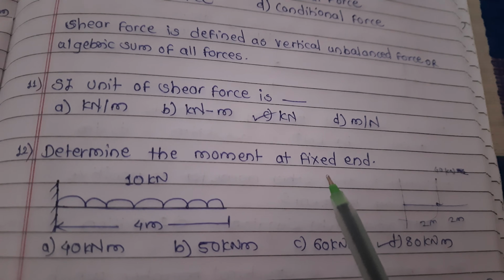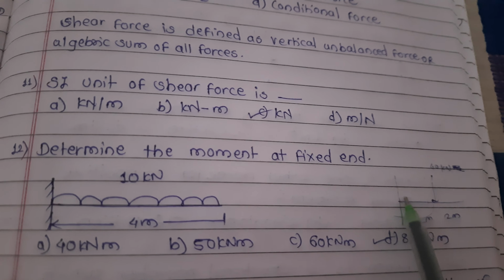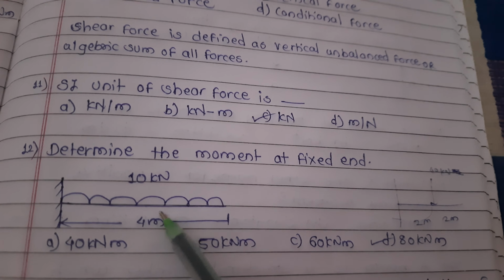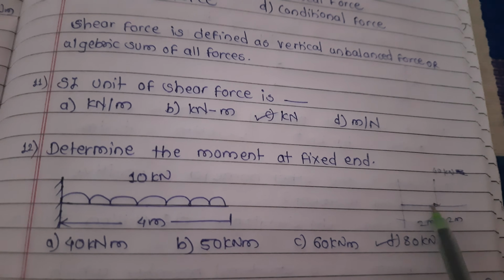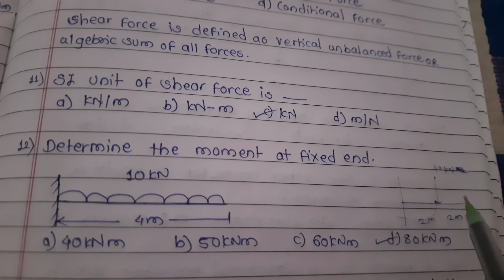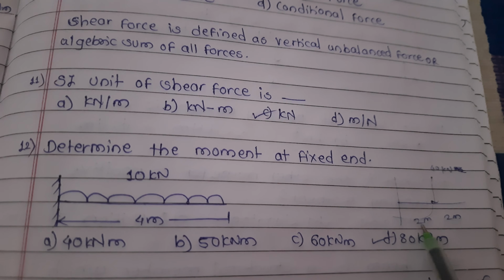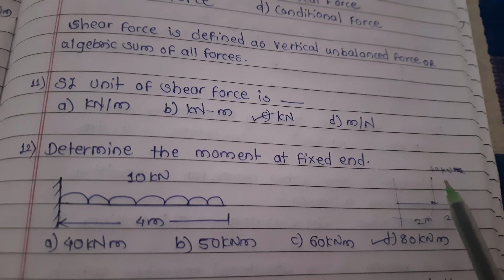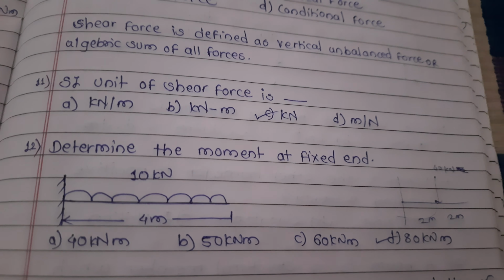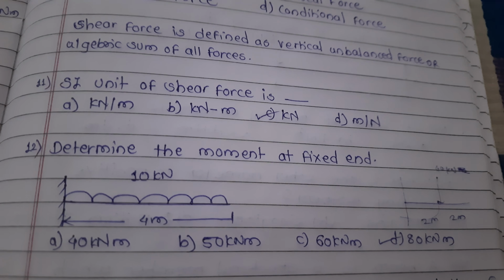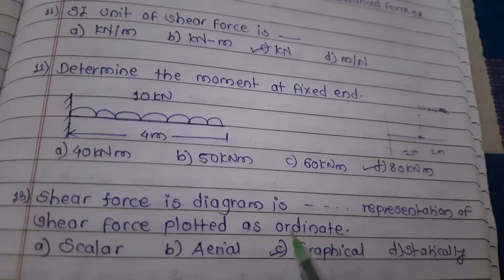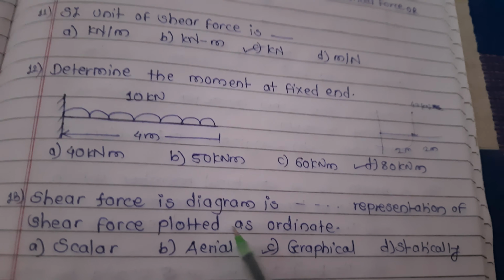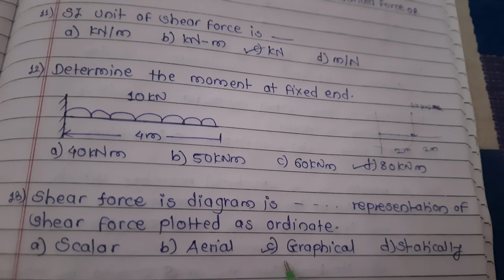Determine the moment at the fixed end. Simple, this type of diagram. 10 into 4, 40 kilonewton is the force acting at the mid. Hence there is 2 meter. We have asked the moment at the fixed end. 40 into 2, 80 kilonewton meter. Shear force diagram is the dash dash representation of shear force plotted as ordinate. Graphical representation.